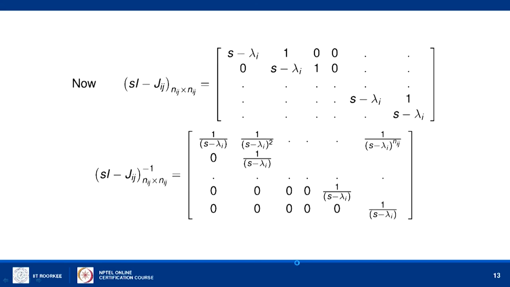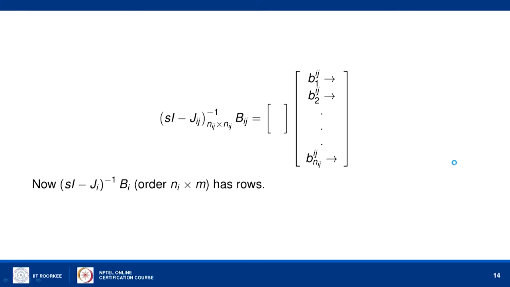Now we take one such block sI minus Jij, which is an nij cross nij size matrix, which can be written in this particular way, because the eigenvalues are lambda i and they are repeated nij times. And so sI minus Jij is given by this matrix. Now its inverse, if you directly calculate, we can find the inverse of the matrix (sI minus Jij) inverse is given by this expression. Now if you multiply with the matrix Bij with the inverse, we will get the following. (sI minus Ji) inverse Bi has ni cross m rows, and that can be written like this.